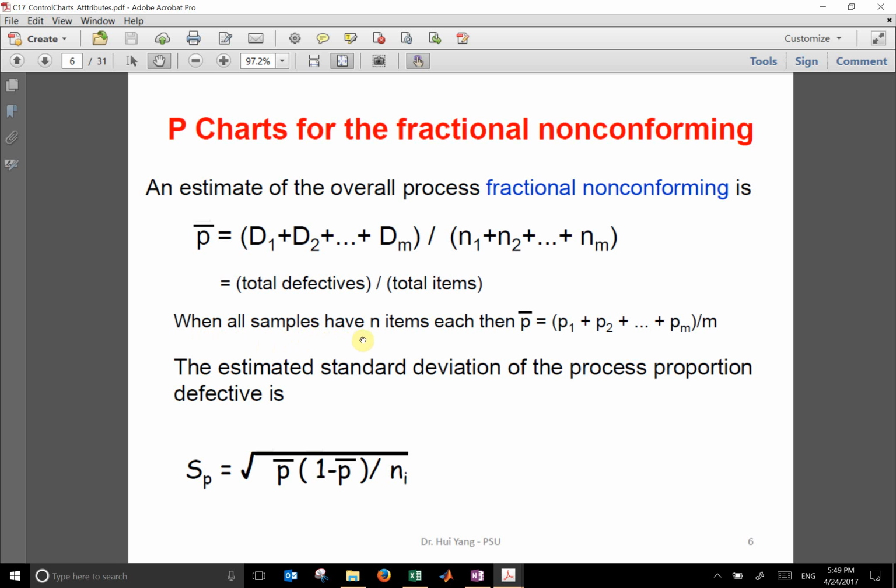If all samples have n items, then P bar equals P1 plus P2 plus up to Pm, divided by m. The estimated standard deviation for the process proportion defective is SP equals the square root of P bar times 1 minus P bar, over Ni.